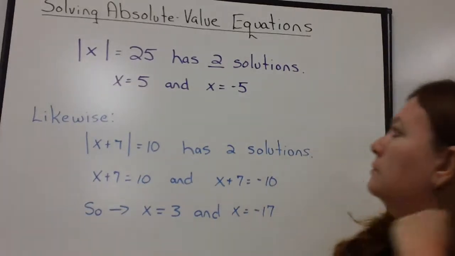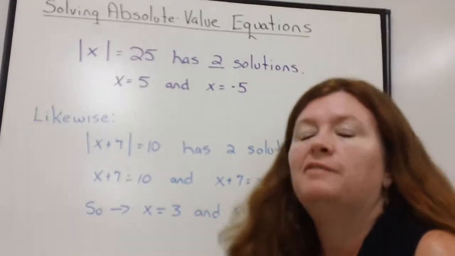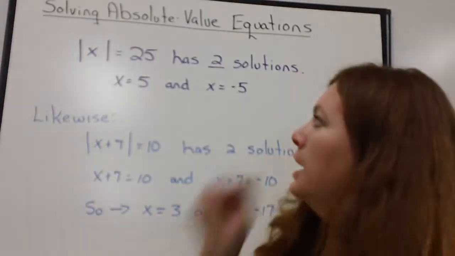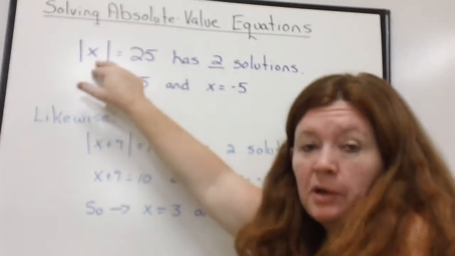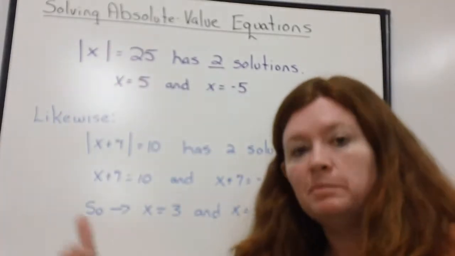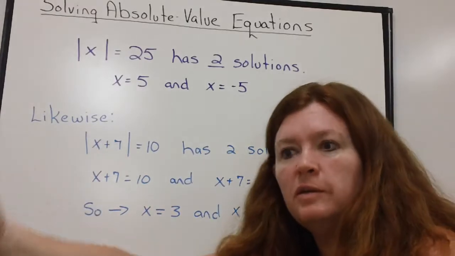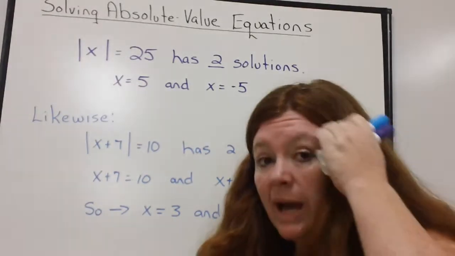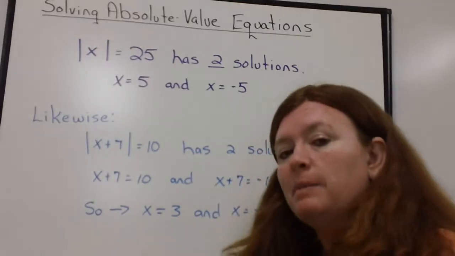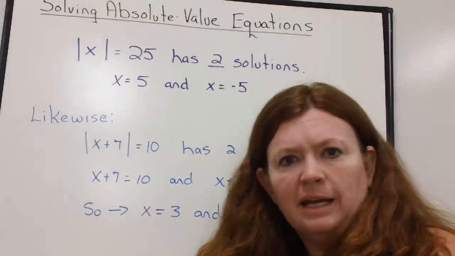Solving absolute value equations is very similar to just solving a regular equation, but you have to keep something in mind. For example, when you take the absolute value of a number, it's just the distance away from 0. So it doesn't matter if it's 3 units this direction or 3 units that direction. They're both 3 units away. So you have to keep in mind that positive values work, but so do negative values.